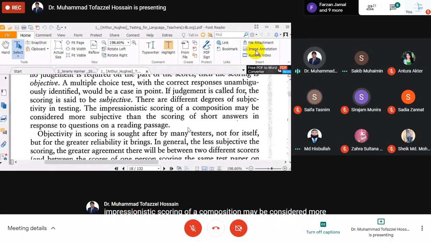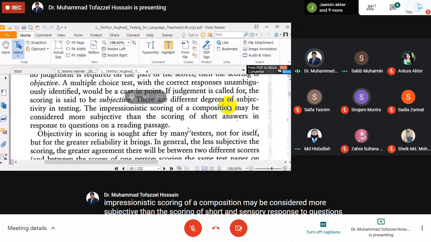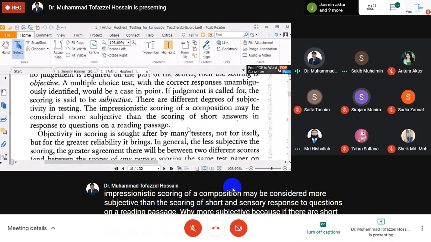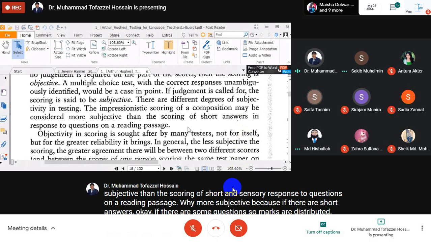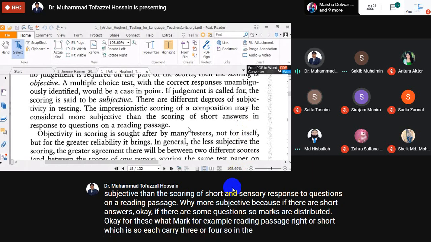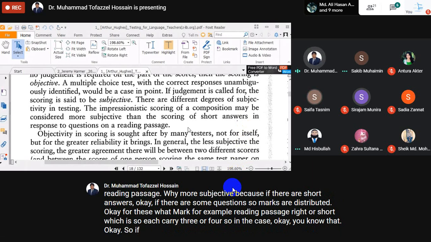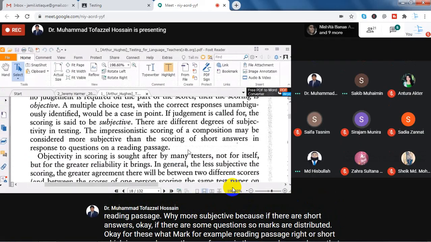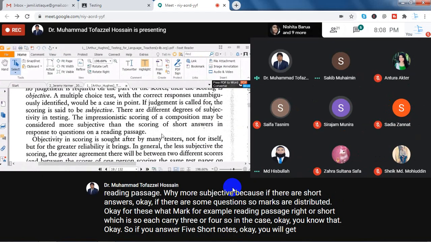Why more subjective? Because if there are short answers, if there are some questions, marks are distributed. For example, for a reading passage or short questions, each carries 3 or 4 marks. So you know that if you answer 5 short notes correctly, you will get 25.